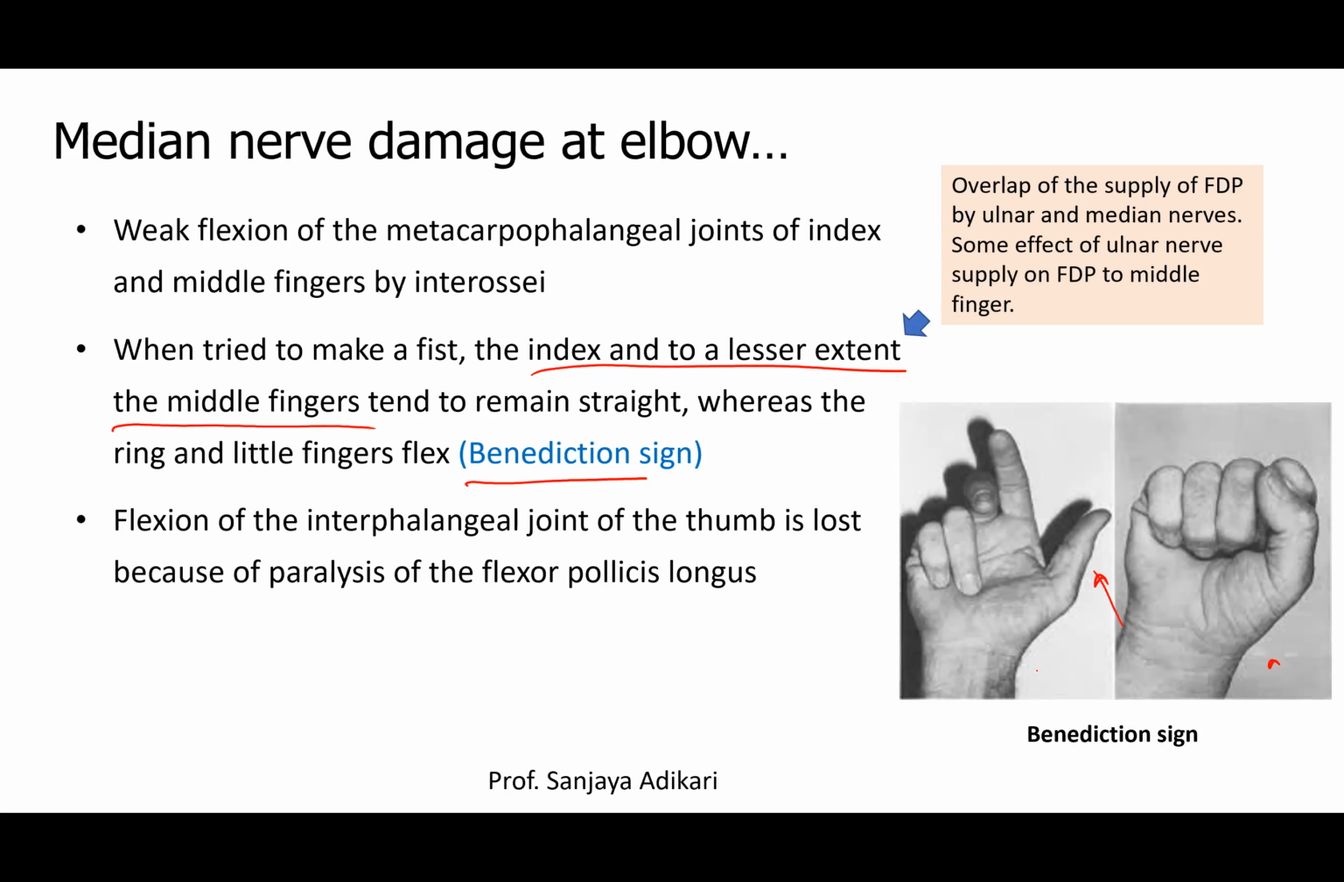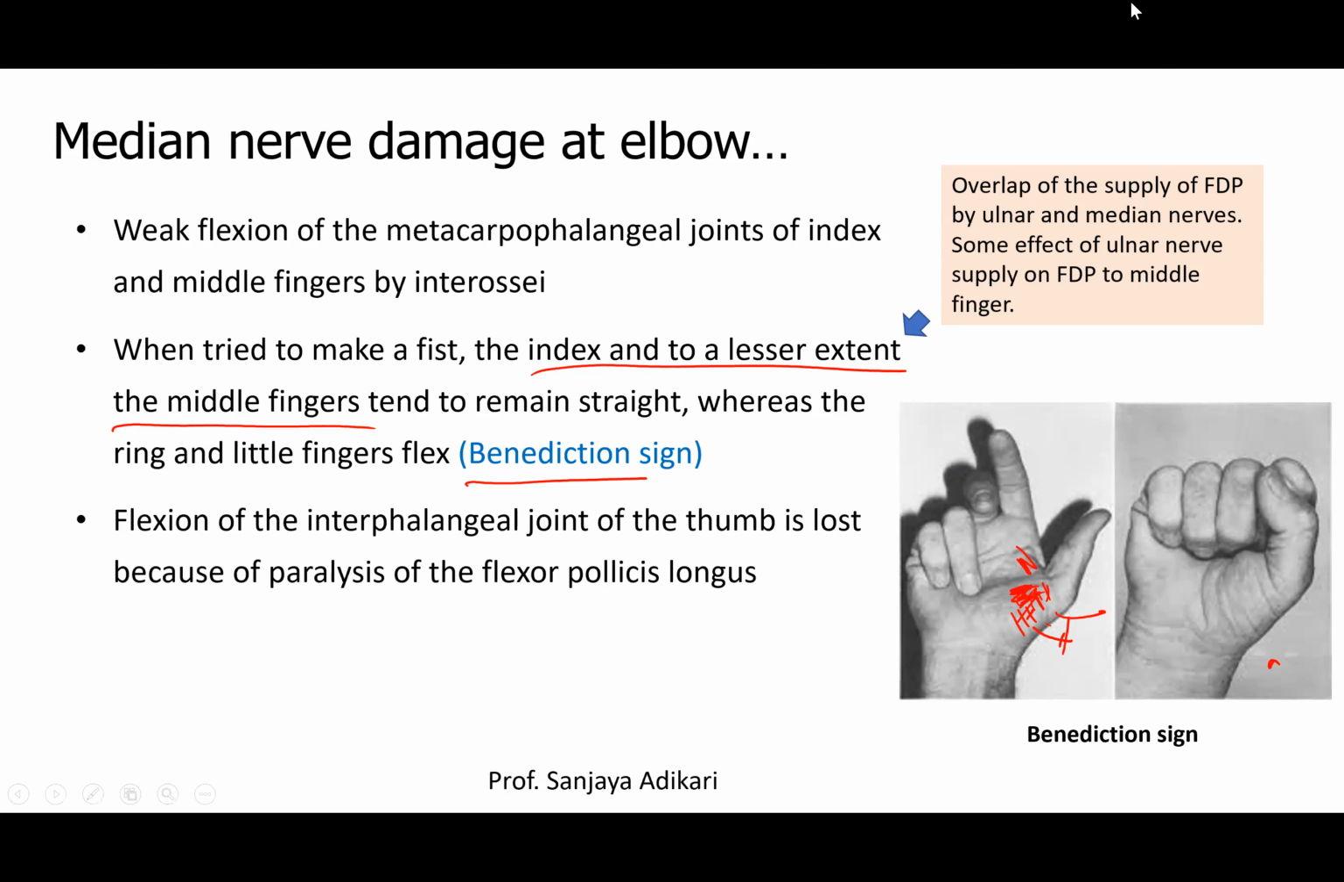Then the flexion of interphalangeal joint of the thumb is also lost, because the flexor pollicis longus is gone. And since the flexor pollicis longus is gone and your abductor pollicis brevis is gone here, the unopposed action of adductor pollicis will adduct the thumb, and the flexors are gone here, and the extensors at the back will extend the thumb. So the thumb will be extended and adducted.